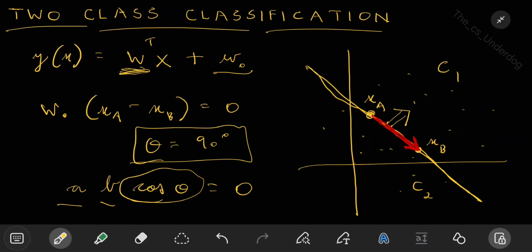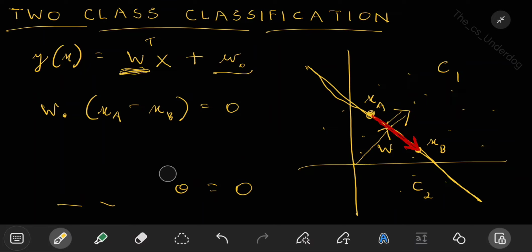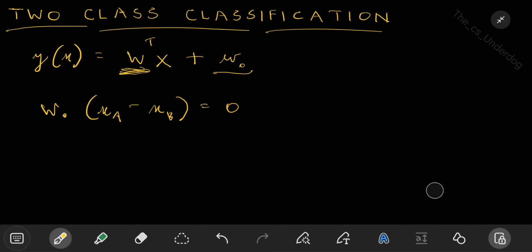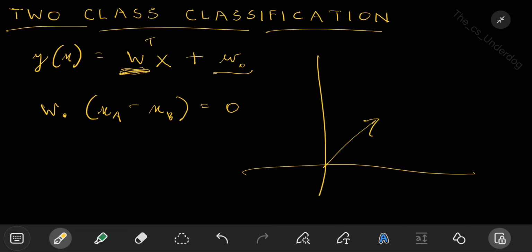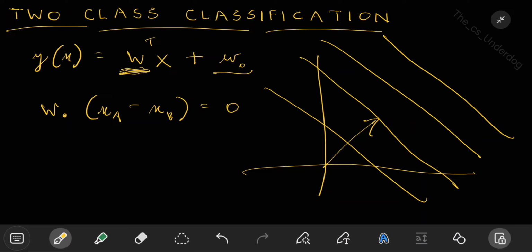That is, your w can be a vector like this. This can be w, which is perpendicular to the decision surface. So this means w will decide the orientation of your decision surface. So if you find out w, what you can say is, if this is your graph, this is your w, that means your decision surface has to be perpendicular to this vector. That is, this can be your decision surface. This can be your decision surface. This can be, but it cannot take any other orientation.